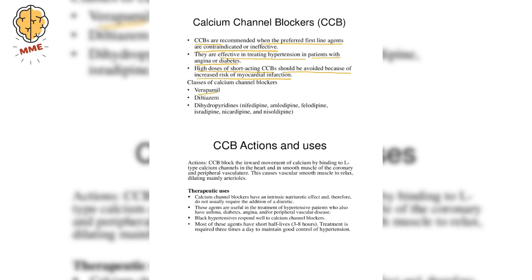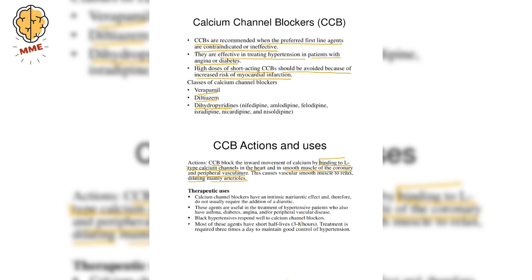Classes of calcium channel blockers can be listed below. These are verapamil, diltiazem, and dihydropyridines like nifedipine, amlodipine, felodipine, isradipine, nicardipine, and nisoldipine. Now, we will be discussing the actions and uses of calcium channel blockers. They block the inward movement of calcium by binding to L type calcium channels. This is most important. L type calcium channels are in the heart and in smooth muscle of the coronary and peripheral vasculature. This causes vascular smooth muscle to relax, dilating mainly arterioles.